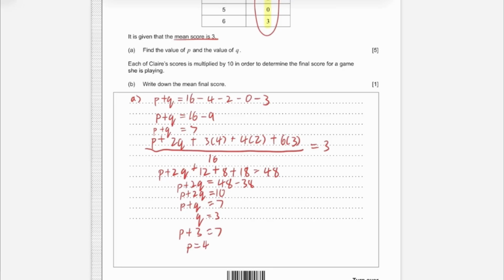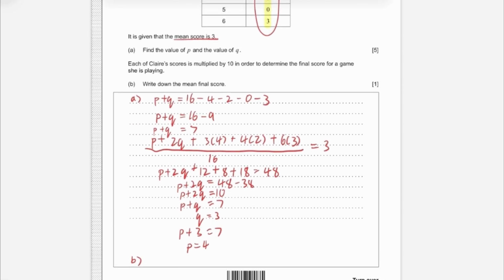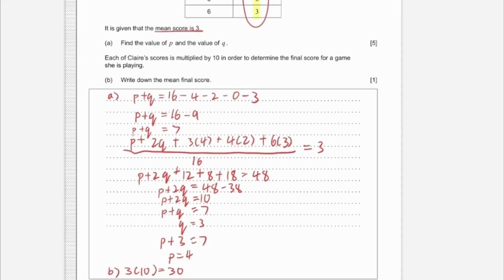And then we would find the final mean score for B, and that would simply be 3 times 10, and that would be equal to 30. This is because the mean score is 3, and then that would be equal to what we were given over here, and so we could just times the mean by 10.